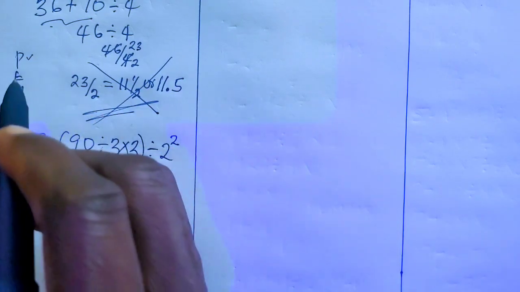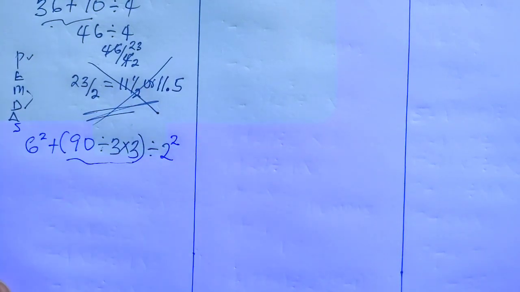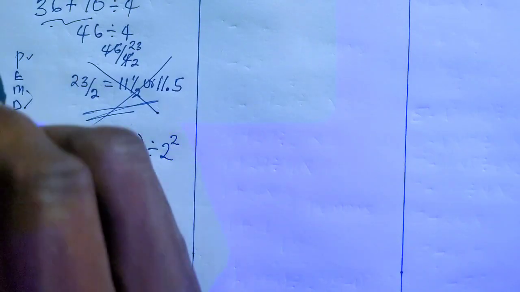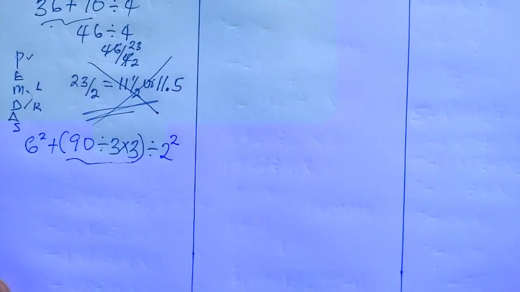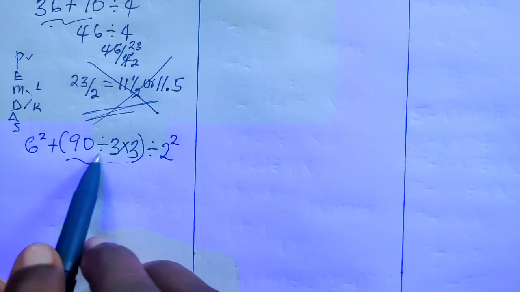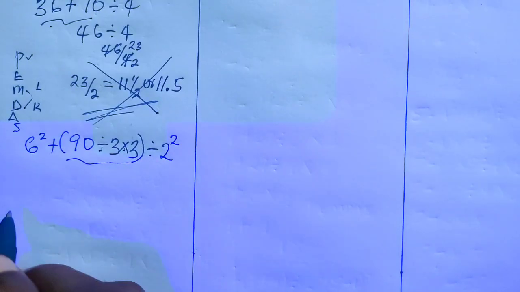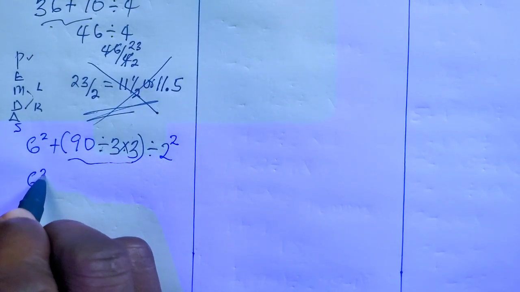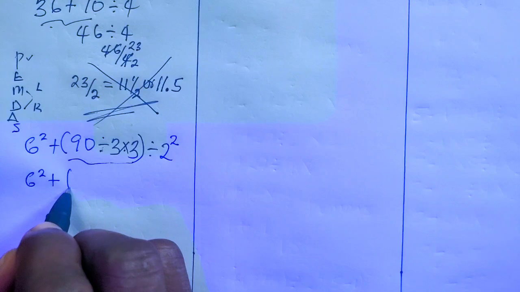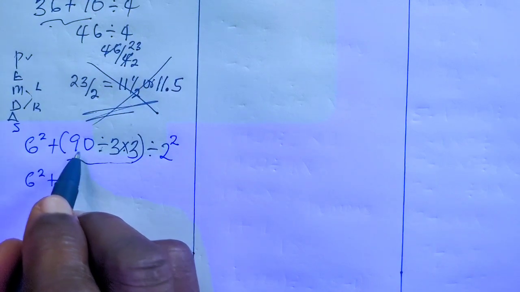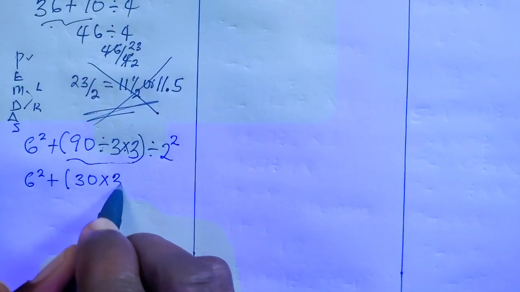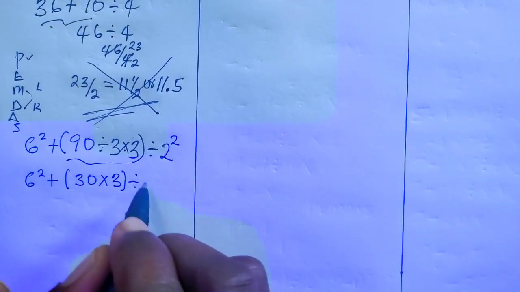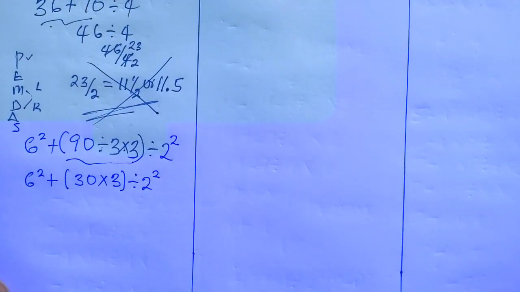And right here, multiplication and division have the same precedence. Then as such, the operation here is from left to right. Then as such, we are going to first of all consider division here before multiplication. Then we have 6 to the power of 2 plus, inside the parentheses, 90 divided by 3, that gives us 30. Then multiply by 3, divided by 2 to the power of 2.